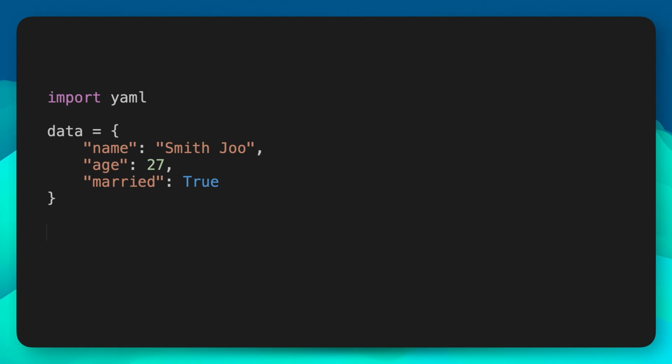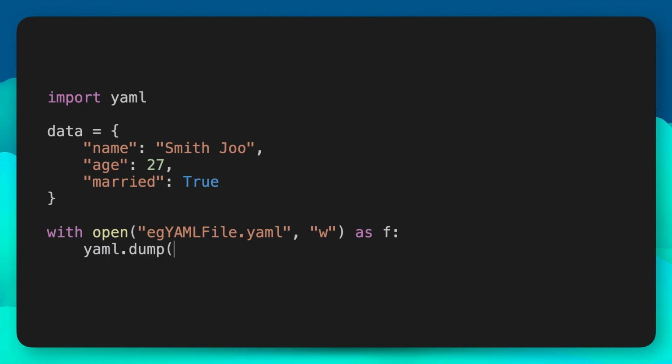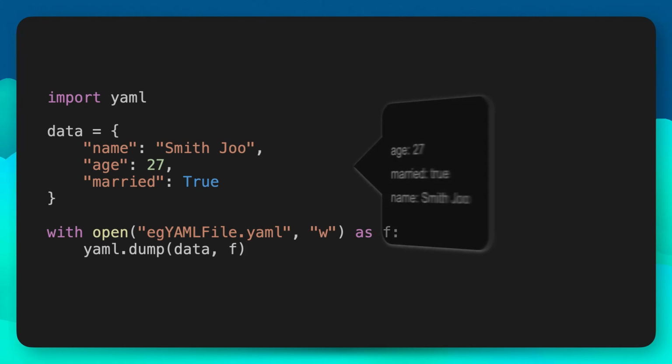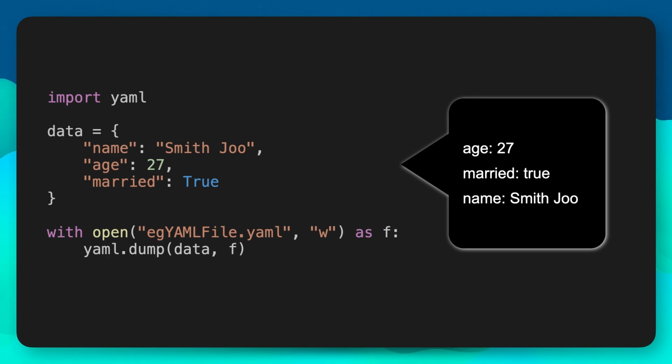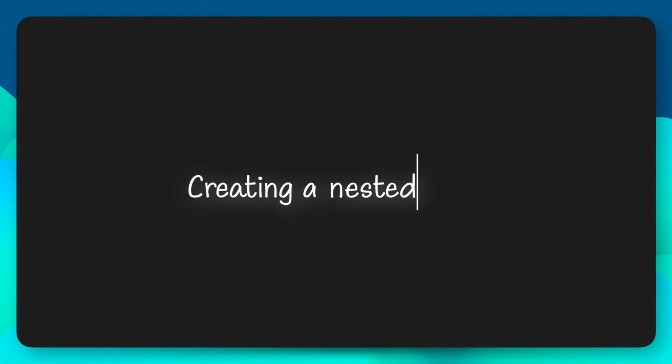For that, simply open a file in the write mode and use the yaml.dump function to write the data into the file. Here the dump function takes two arguments. The first will be the data that you want to store, and the second will be the file pointer. So this is how you can simply store the data in the YAML format. After running the above piece of code, the new file will be created, and inside that you will get the data in the YAML format.